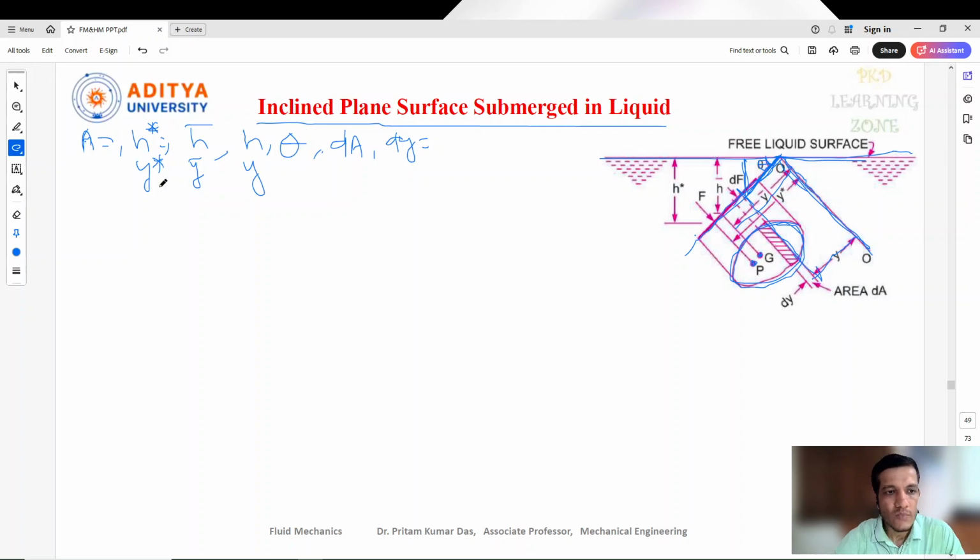Now, what we need to find out here is the total force acting on this inclined plane, and also we need to calculate the center of pressure of that. So first we'll calculate the total force which is acting here, and then we'll go for the center of pressure. To calculate the total force, we'll start from the pressure acting on that.